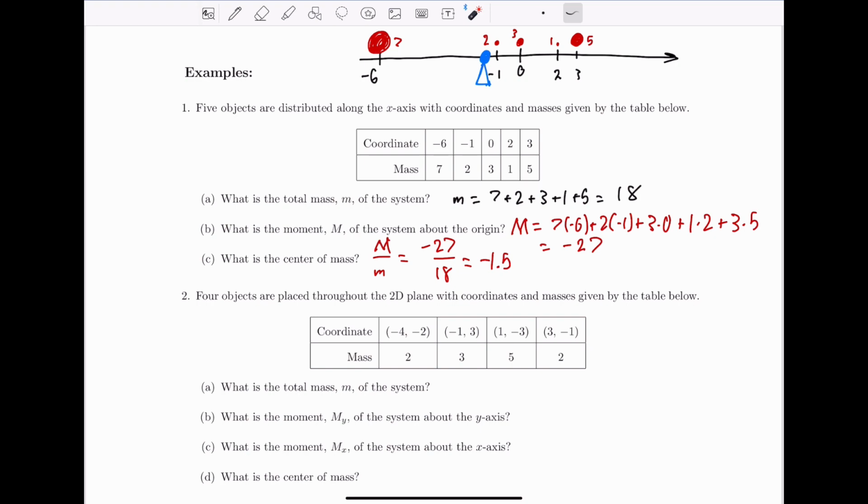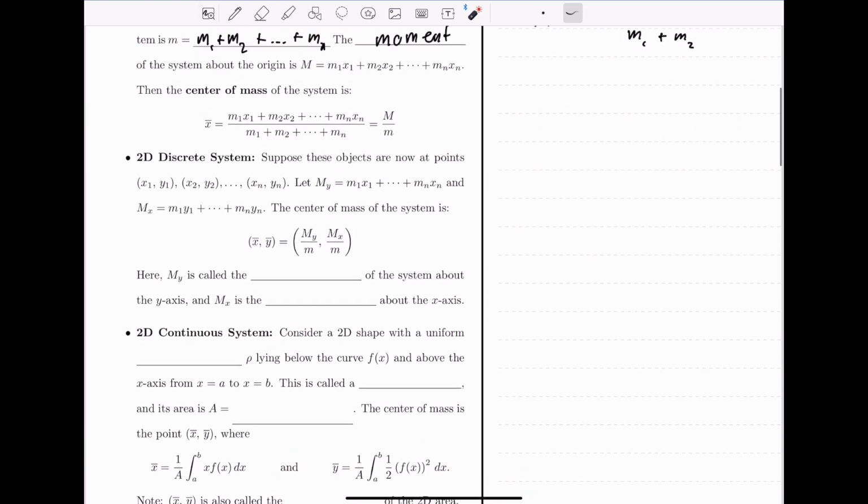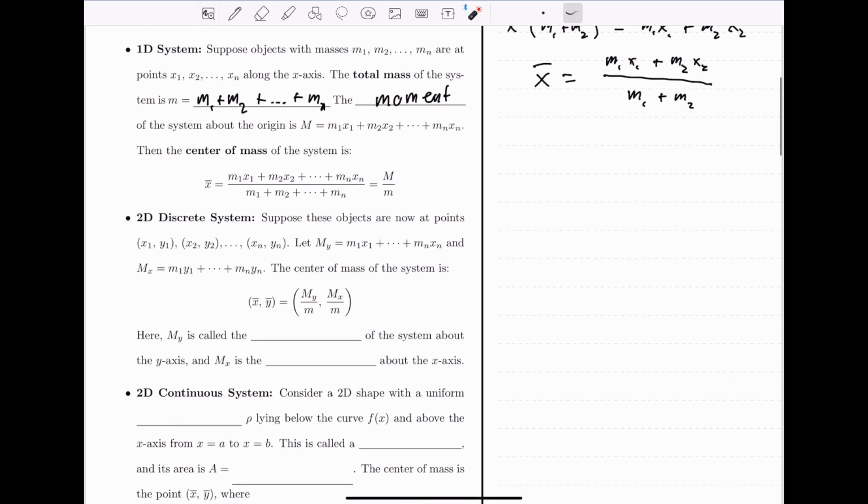Let's now consider the two-dimensional case. If we have a two-dimensional discrete system, that means we have a bunch of different points, and instead of just thinking of points distributed along the x-axis, now these points are allowed to be anywhere in the plane. So the two-dimensional discrete system will look something like this. We have the two-dimensional coordinate axes, and we have a bunch of different points here. We'll try to draw different sizes to represent different masses.